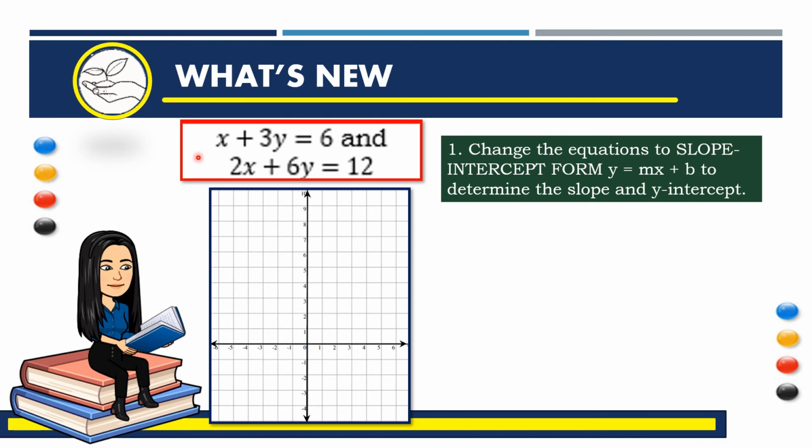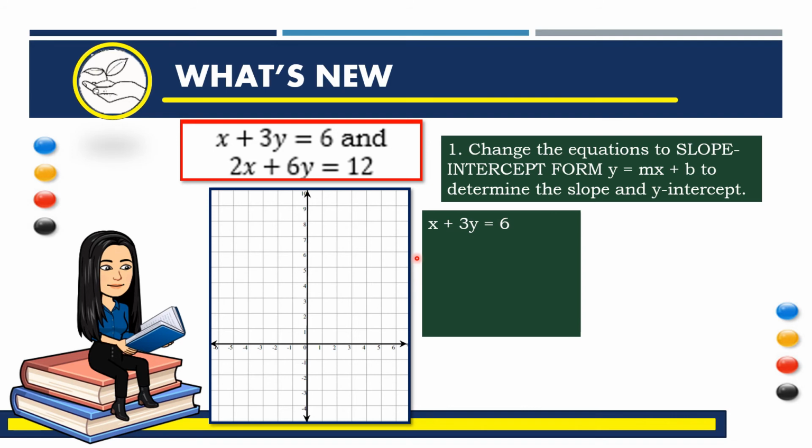Let's start first with x plus 3y equals 6. All we have to do is add to both sides the additive inverse of positive x so that we can transfer x to the right side and cancel x at the left side. So we have here 3y is equal to negative x plus 6. As you all know, we need to divide both sides by 3 so that we can just have y equals mx plus b. So divide both sides by 3 and you will have the equation y is equal to negative 1/3 x plus 2, in which our slope is negative 1/3 and our y-intercept is positive 2.